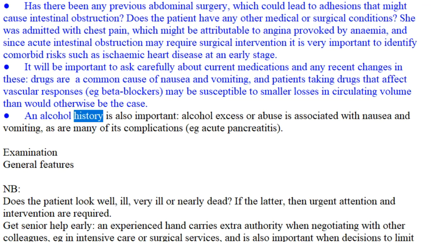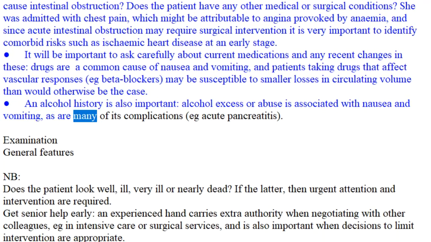An alcohol history is also important. Alcohol excess or abuse is associated with nausea and vomiting, as are many of its complications, e.g. acute pancreatitis.